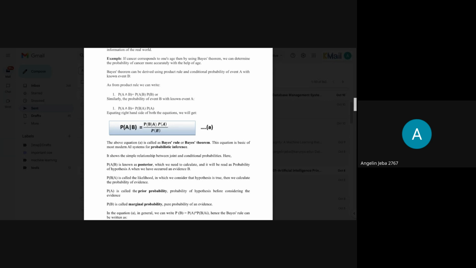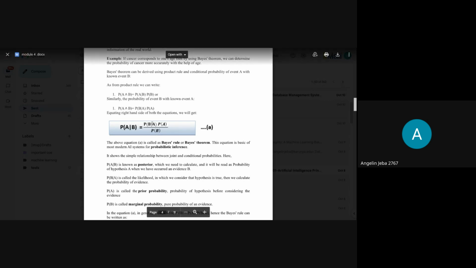So we create a chart of the cancer patients' age, the symptoms, and the probability of what percentage of them are having tumorous cells. We can calculate it and predict if a person comes under this age with the condition of so and so, he is more probable to have the cancer or not. So that is the prediction algorithm.